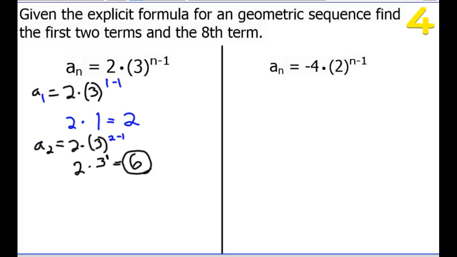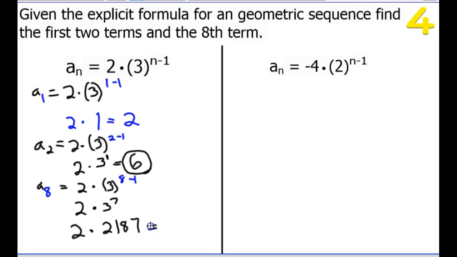Then our 8th term, we're going to have a sub 8 equals 2 times 3, and our exponent is going to be 8 minus 1, so we're going to have 2 times 3 to the 7th power. So 3 to the 7th power then is 2,187 times 2, which gives us 4,374. So our 8th term is going to be 4,374.